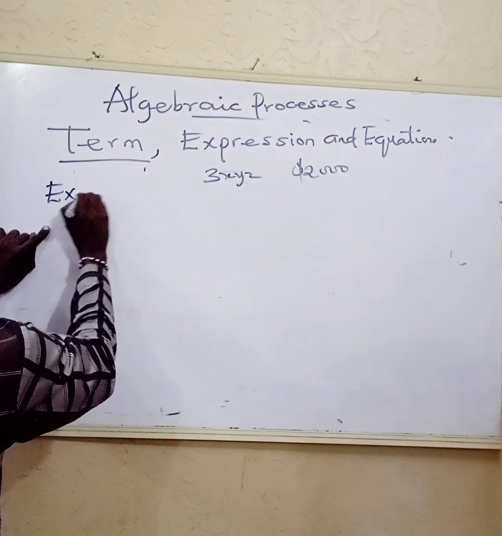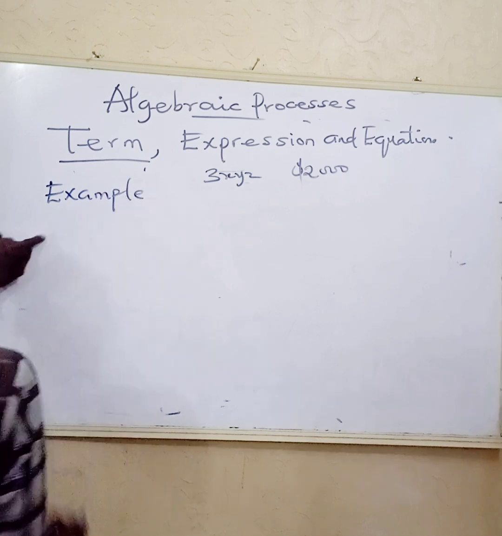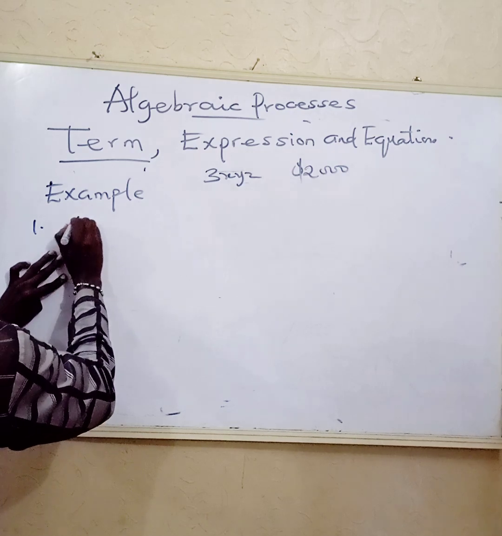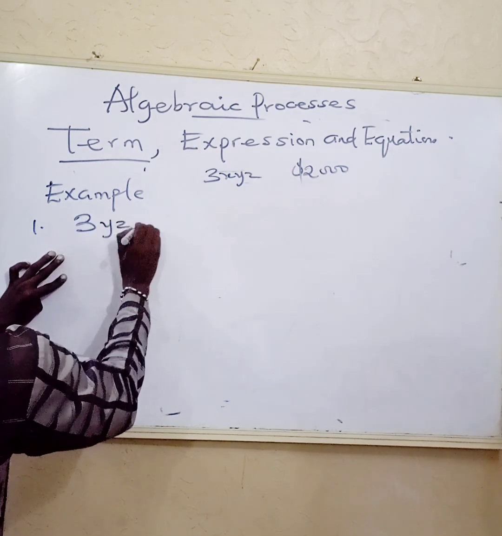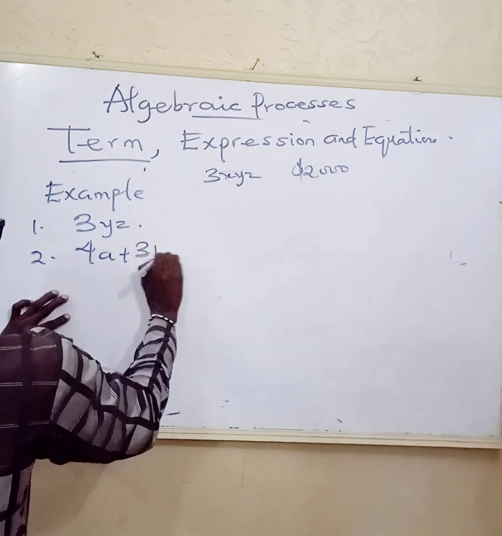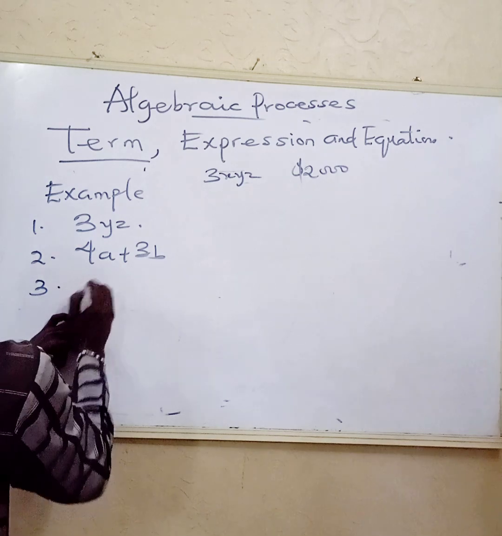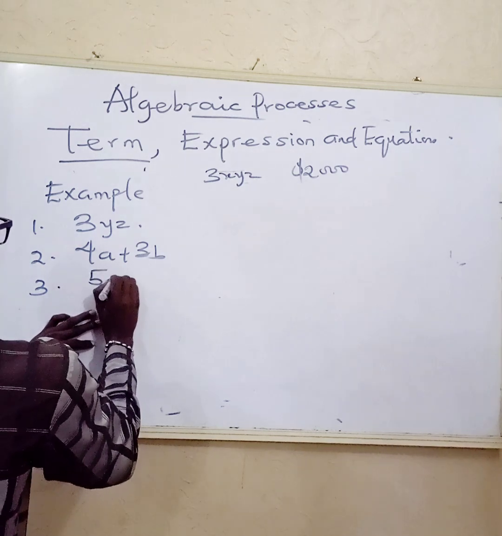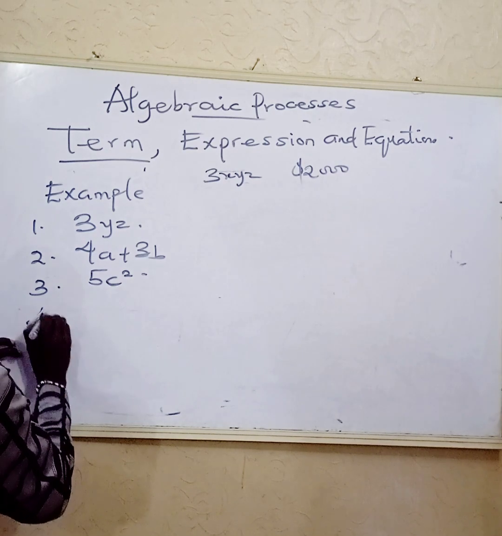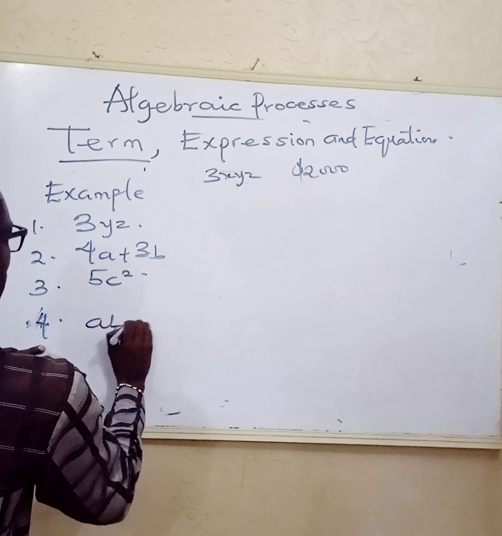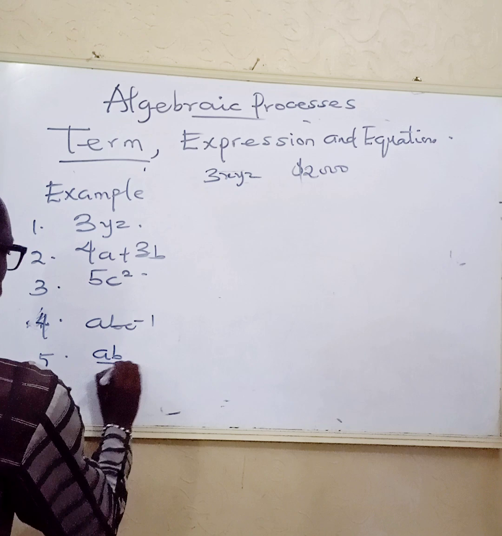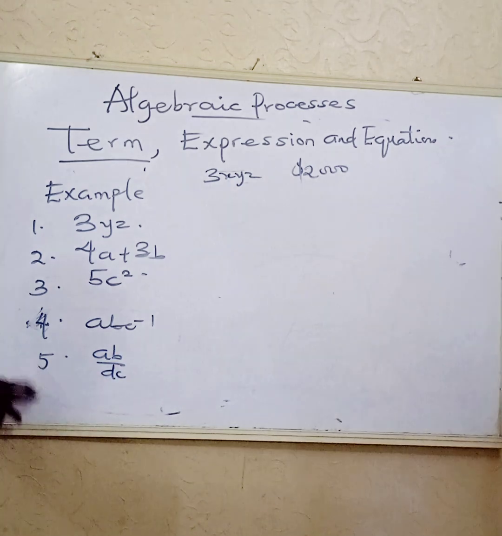Example 1. 3yz squared, 4a plus 3b, 5c times 5c squared, this is 4abc to the power 5, ab all over dc de.